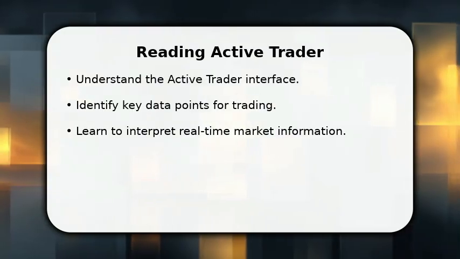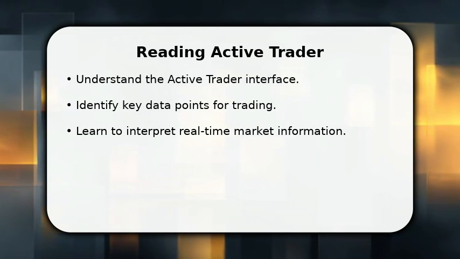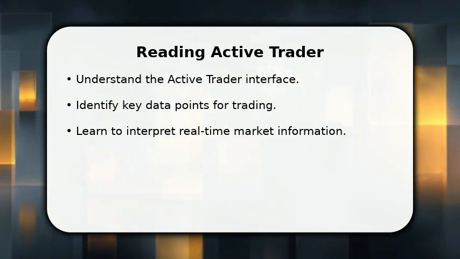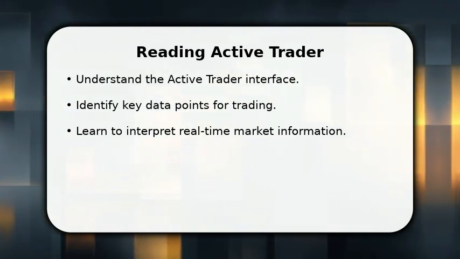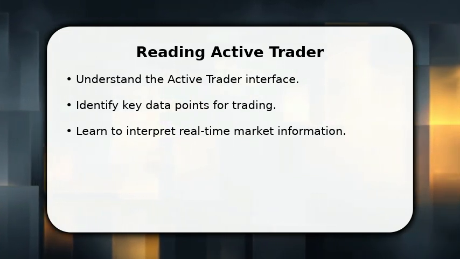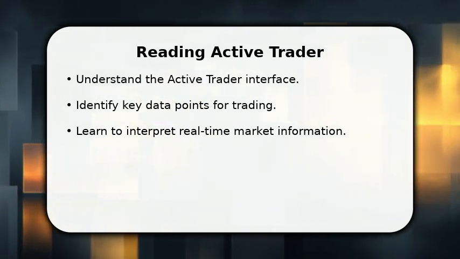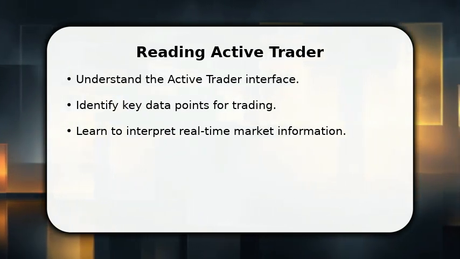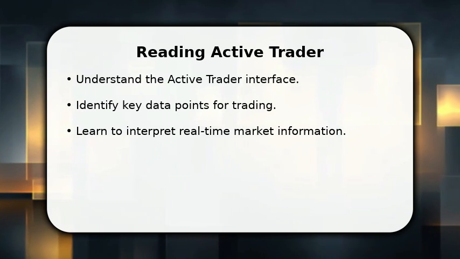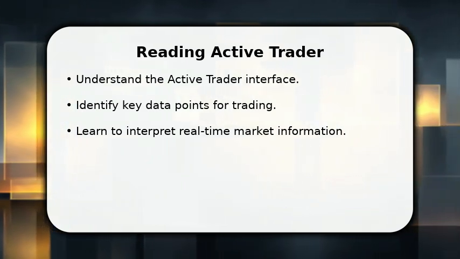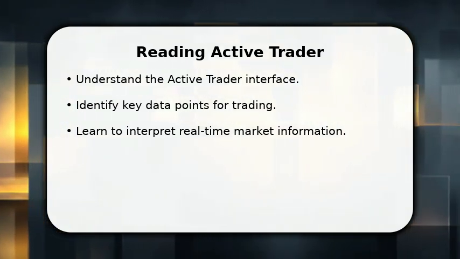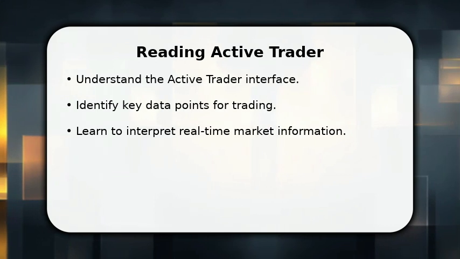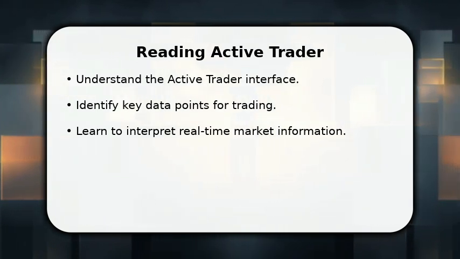In this video, I will explain how to read the Active Trader on Thinkorswim. First, navigate to the Trade tab and select Active Trader from the drop-down menu. This powerful tool provides a real-time view of market depth and order flow, crucial for quick decision-making. You'll see the bid and ask columns, representing current buying and selling interest. Understanding these basics is your first step to mastering this dynamic interface.